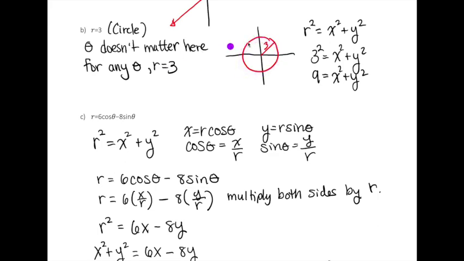Now, when I want to put this in rectangular coordinates, I'm going to use r squared is equal to x squared plus y squared. Then I plug in 3 for r, and I get x squared plus y squared is equal to 9. And here's my equation for the circle.